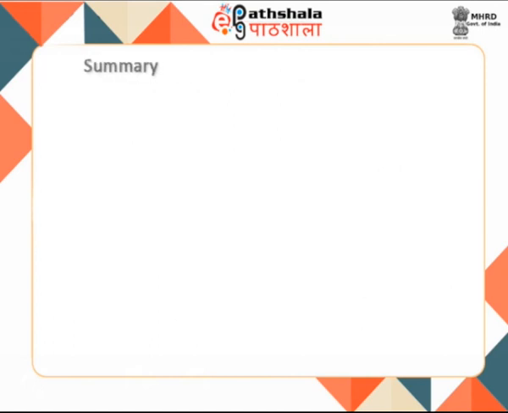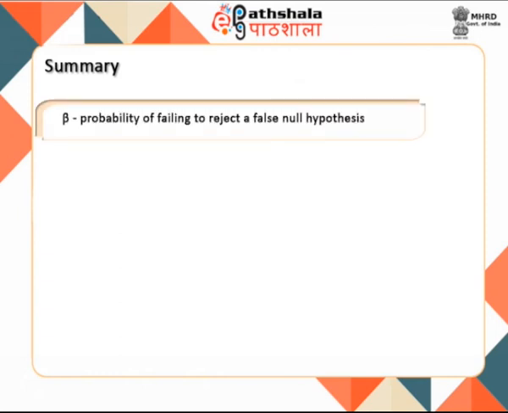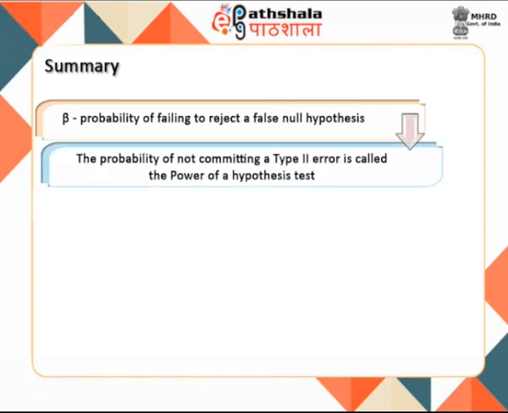In this module, we have learned about type 2 error, which is defined as the probability of failing to reject a false null hypothesis. It is denoted by beta. The probability of not committing a type 2 error is called the power of a hypothesis test. We have also studied how to calculate both type 2 error and the power of a test. Lastly, we have discussed the effect of different factors on the power of a test.